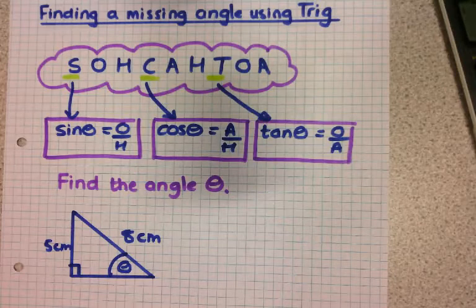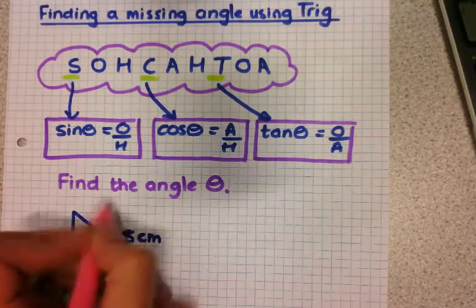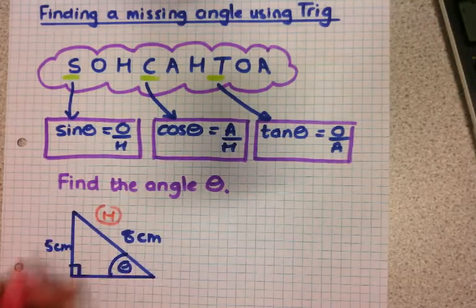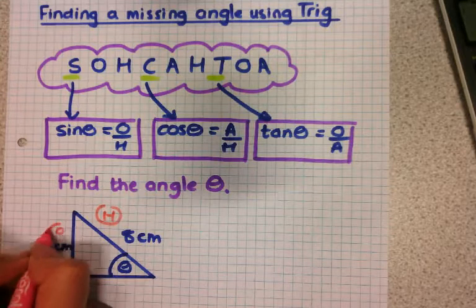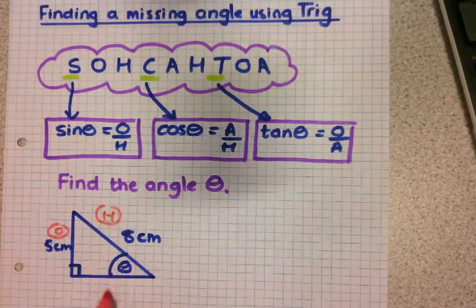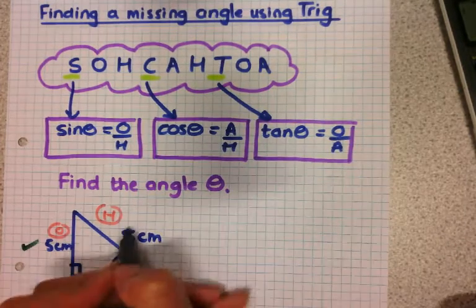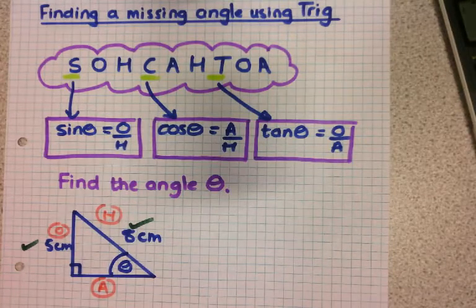So I'm going to start off with labelling the sides. Opposite the right angle is 8, that's hypotenuse. Opposite angle theta is 5, that's opposite. And then next to angle theta is adjacent. So I'm going to tick the sides that I need. Now the sides that I need are both given here. So this is to do with O and H.